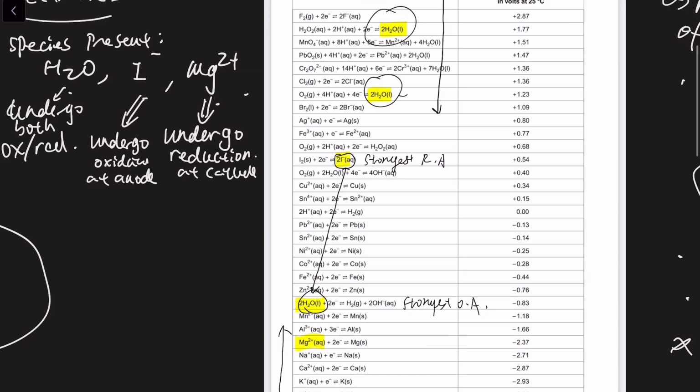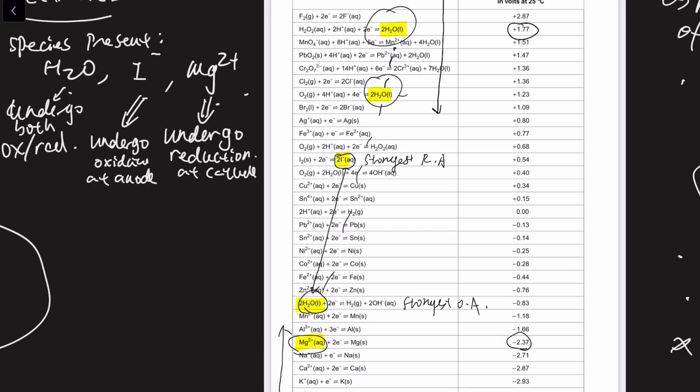You can also get magnesium and this water to react, but you need to put in a lot of energy, as we discussed before. So 1.77 plus 2.37. You need to put in more than 4 volts of energy for them to react. So a very, very difficult thing to do, although not impossible.